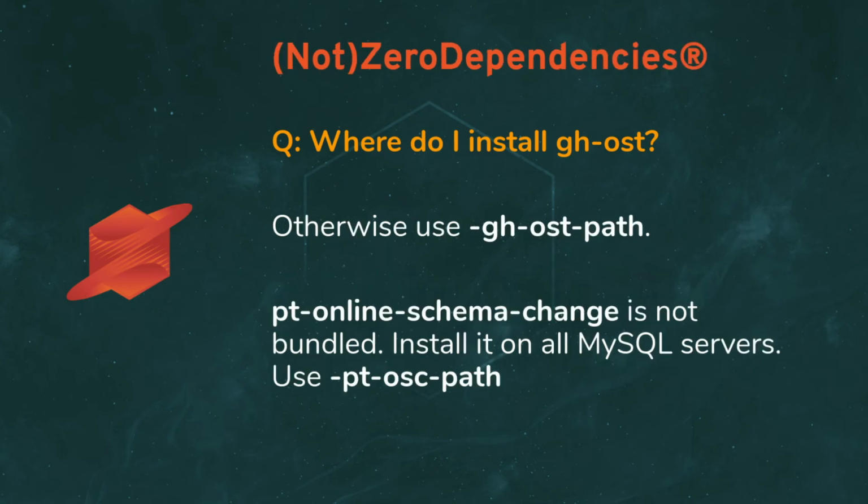Now, if you do need a special version of gh-ost, you can configure vttablet with -gh-ost-path to indicate where gh-ost is. And if you want to run pt-online-schema-change, that's fine and well supported, but Vitess does not bundle pt-online-schema-change. You'll have to install pt-online-schema-change on your MySQL servers along with all Perl dependencies like DBI, libdbi, and libdbd-mysql.